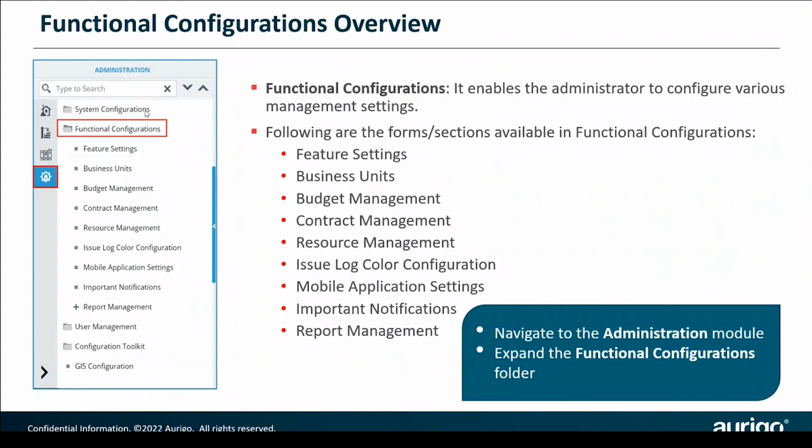All the system level configurations are done under the system configurations grouping. Anything related to the functional module, those are all configured under the functional configurations grouping. You see here, there are various forms: feature settings, business units, budget management, contract management, resource management. All these elements, the settings related to these functionalities are captured under the functional configurations folder structure.